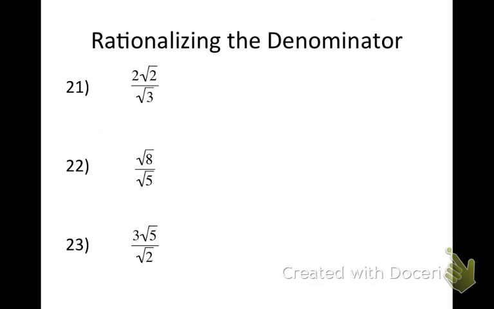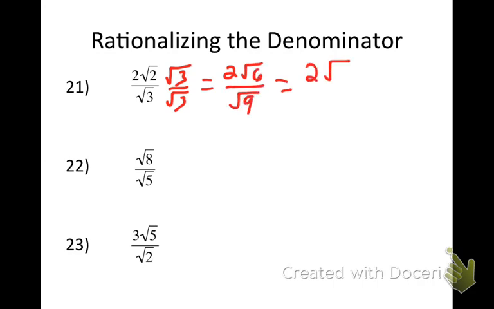Try these 3. Same idea. Take a couple seconds and try these 3 on your own. All right, let's go through these here. 21. Drew, what do I multiply both numerator and denominator by? Square root of 3. So multiply them both by the square root of 3. That gets me 2 square root of 6 over the square root of 9. What's square root of 9, Drew? 3. So I have 2 square root of 6 over 3. Is the radical out of the denominator? Yeah. There's my answer.